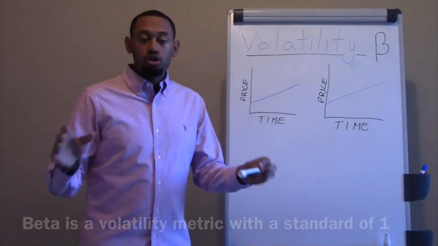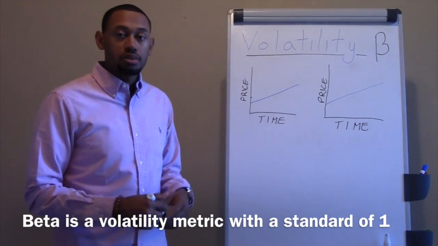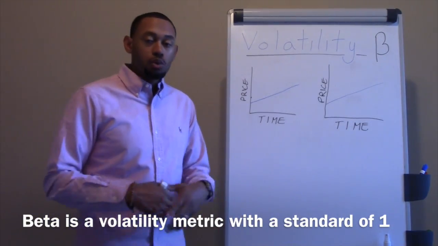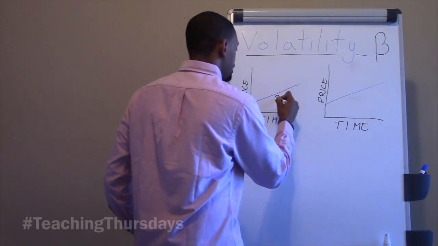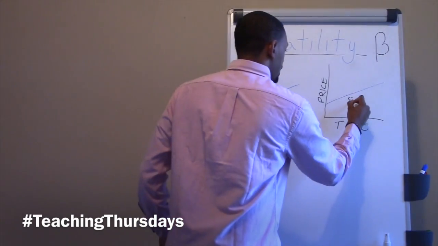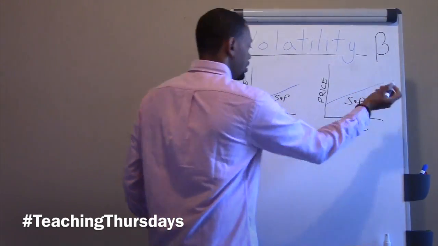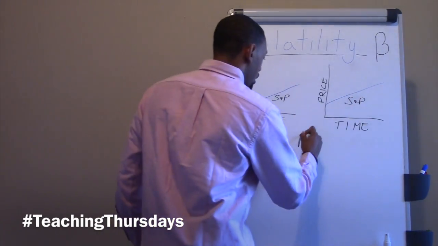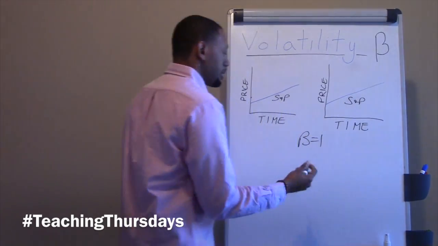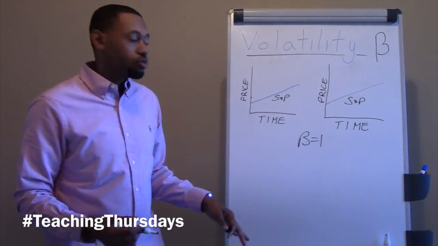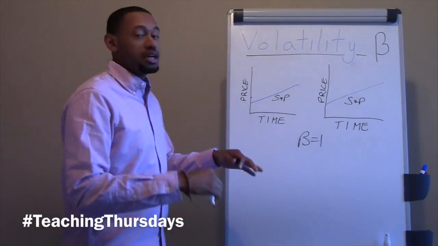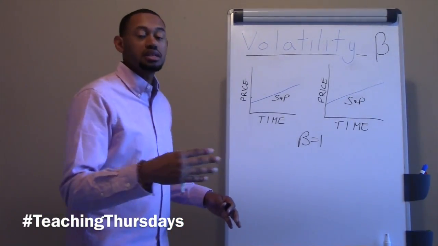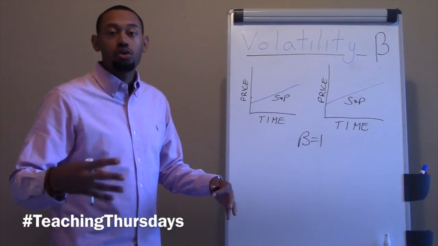So a normal beta is going to be 1, and that's going to be equal to the S&P 500, which is pretty much the standard benchmark for all investments. So we'll say that this blue line here is the S&P 500, okay? And this is the normal trend over time. And so if the stock price has a beta of 1 and the S&P 500's beta is 1, which is actually the standard, then the stock price is moving consistently with the S&P 500 or the benchmark.